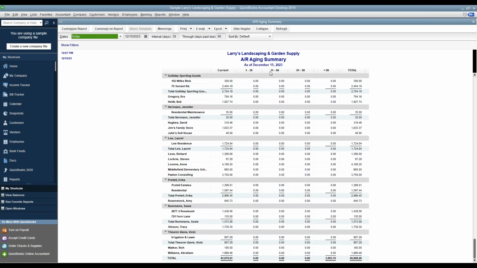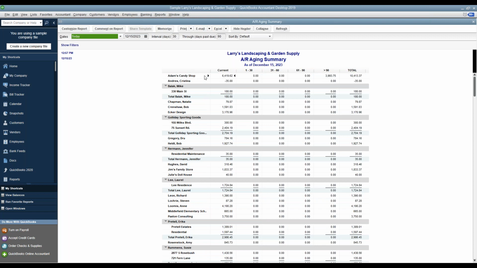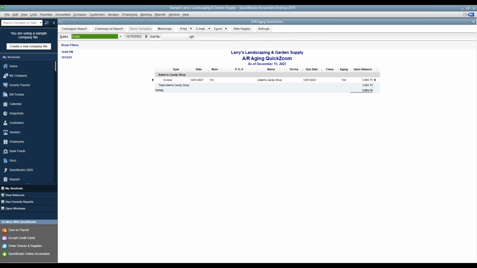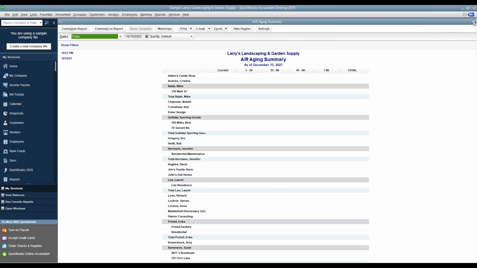So we have the 1 to 30 days column, 31 to 60, 61 to 90, and over 90. In this example, Adam's Candy Shop hasn't paid us for $3,900 of candy, or of our services that we provided to them, since over 90 days ago. So my question at that point would be, why is that? You might want to drill in and say, man, that invoice is old. Or maybe right away you say, man, we'd already received that. Maybe we didn't get the payment applied correctly. It just brings up questions as you drill in and look at these.